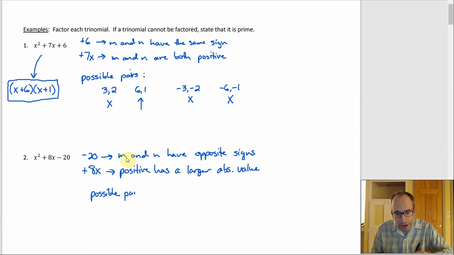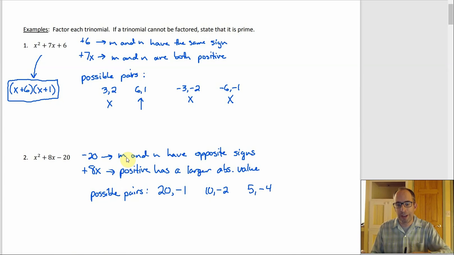All right, so pairs of factors of -20 where the positive has a larger absolute value. Okay, well, you could have 20 and -1. You could have 10 and -2. You could have 5 and -4. And I think that's pretty much it.